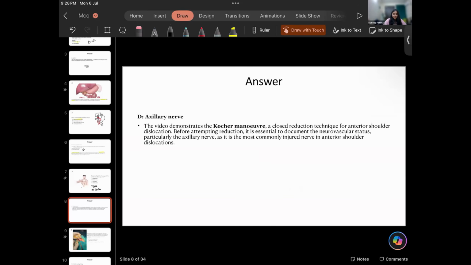So the explanation says the same. The video demonstrates Kocher's maneuver, a closed reduction technique for anterior shoulder dislocation. Before attempting the reduction, it is very essential to document the neurovascular status, particularly the axillary nerve, which is the most commonly injured nerve in the anterior dislocation of the shoulder.